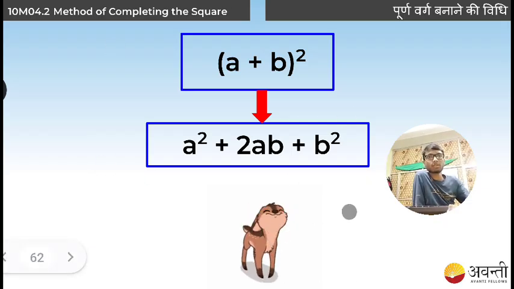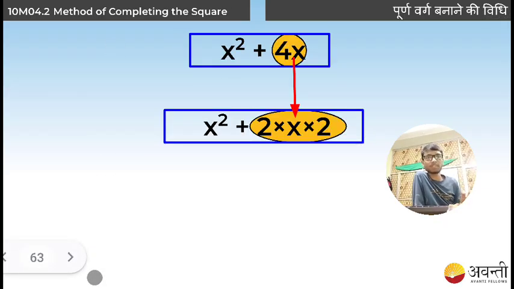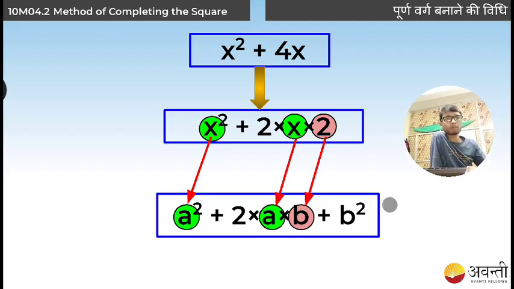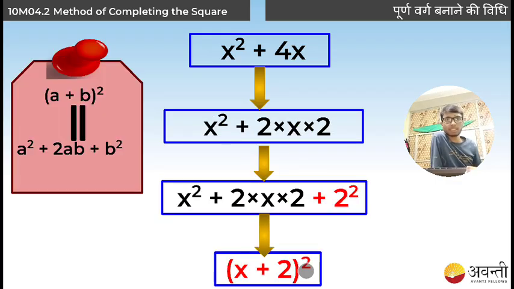We are continuing. We were here. Let's move ahead. We know that 4x can be written as 2 multiplied by 2. Here we are taking x as a and 2 as b. A square plus 2ab plus b square. This is done. This is for you. I hope it will be done by you.